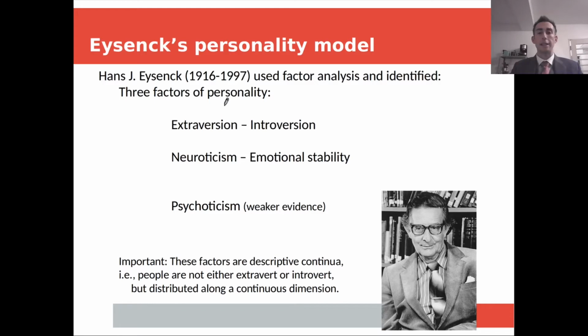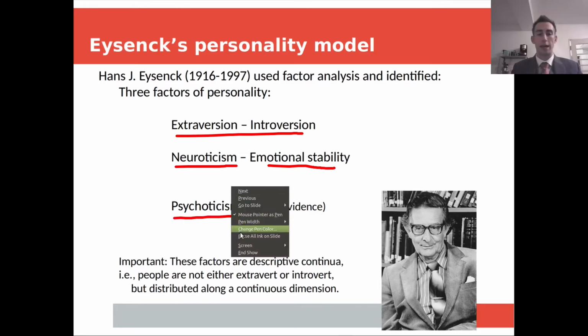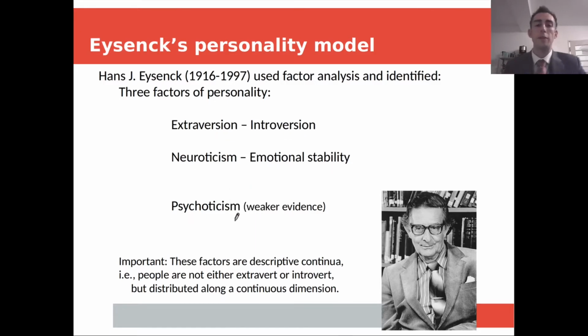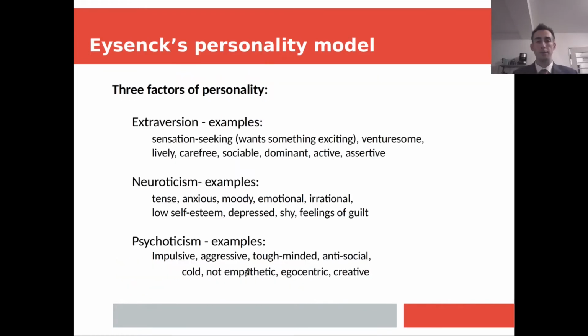So Eysenck used factor analysis to describe 3 factors of personality, basically. Extroversion, introversion dimension, the neuroticism, also called emotional stability dimension, and psychoticism. There was weaker evidence in his factor analysis for that. And it's important to note these factors are descriptive continua. So people are not either introvert or extrovert, but they're along a continuous dimension. You could be somewhere in between.